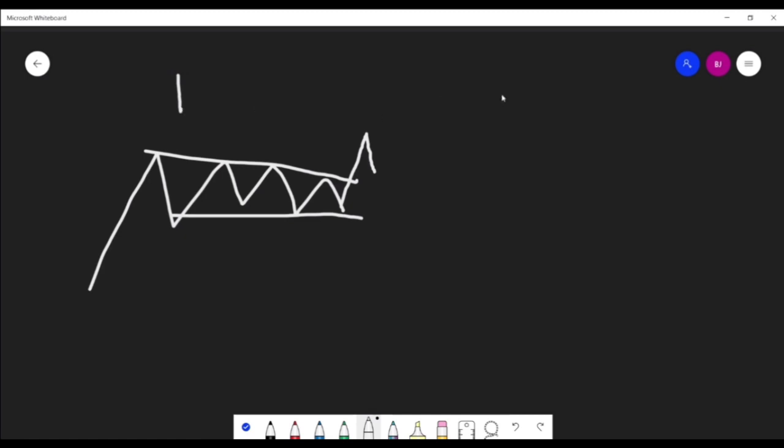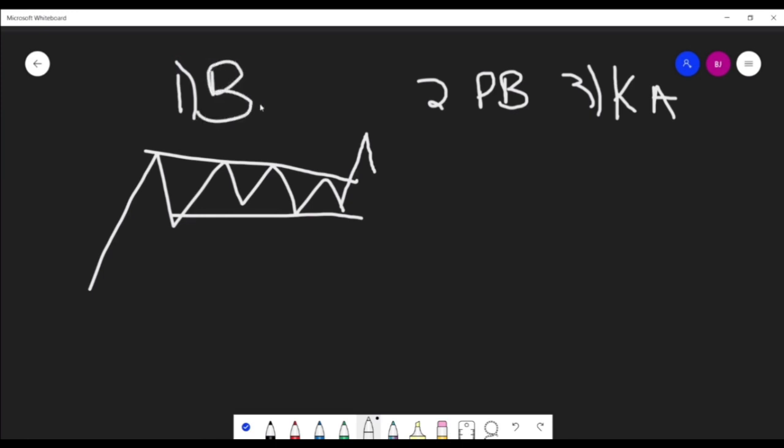Number two, when it breaks out, we're looking for a pullback, right? Pullback, and then we go to that 5-minute chart or 15-minute chart, whatever you want to use, right? And then we're going to look for key areas, right? Key areas, guys. That's all it is, a three-step process, right? So, number one, you wait for it to break out, okay? Number two, you wait for that pullback, and you want it to be the first pullback or the second pullback. Alright, number three, you wait for it to come back to a key area, right?